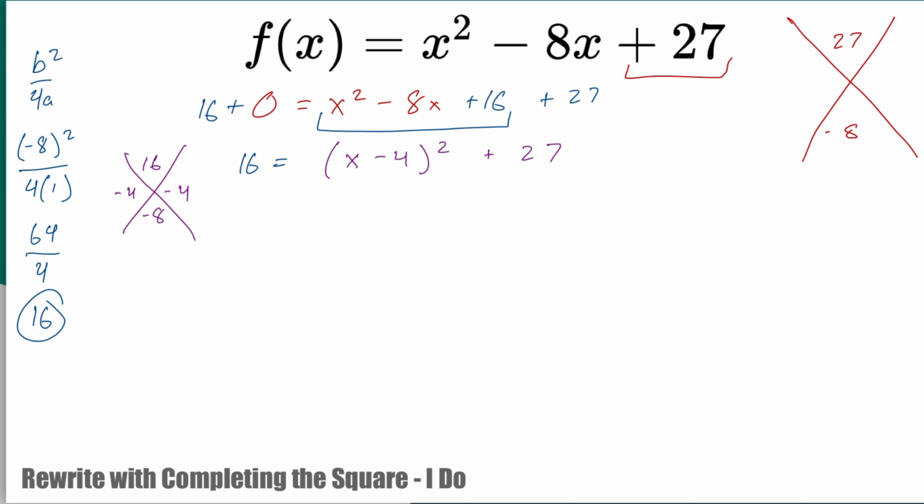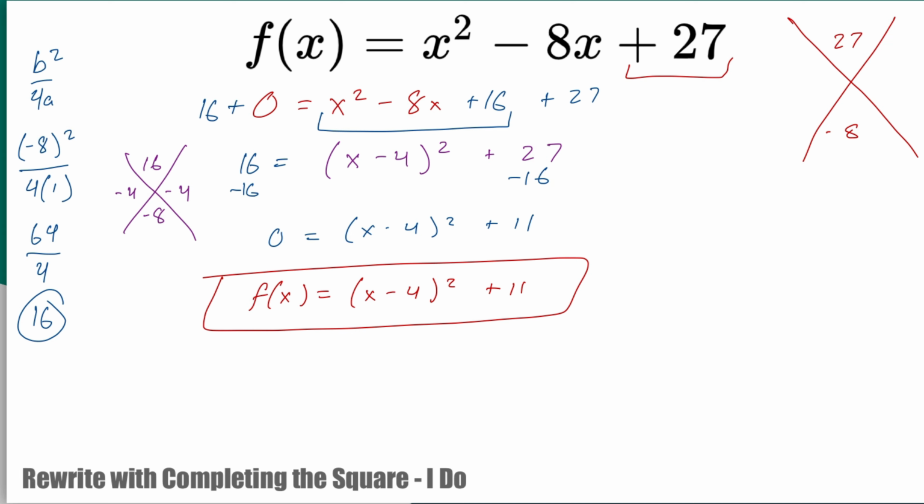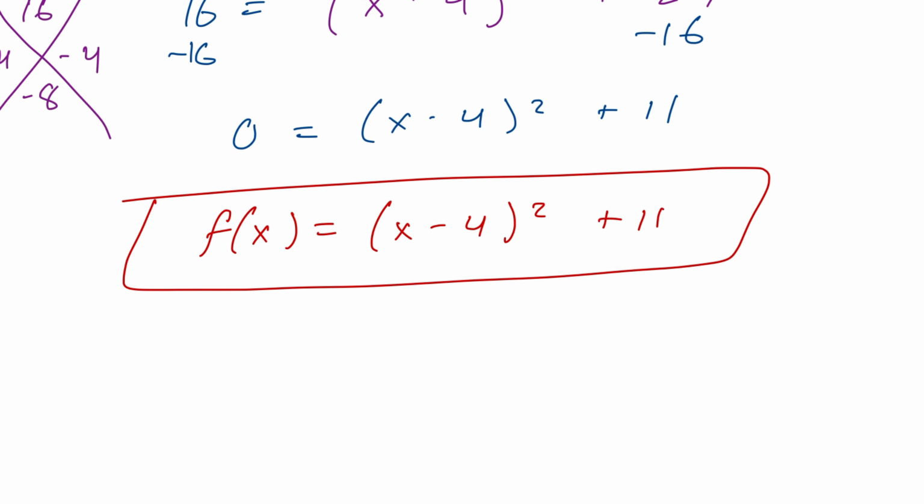All right, now where do we go from here? We want to set this up like it's a vertex form problem, so we need everything to one side. So we're going to minus 16. We're going to get 0 is equal to (x minus 4) squared plus 11, okay? And now we're going to put our f of x back, like we're no longer solving for 0. So f of x is equal to (x minus 4) squared plus 11, okay? And this would be our final answer. And look at that, that's in vertex form, okay?